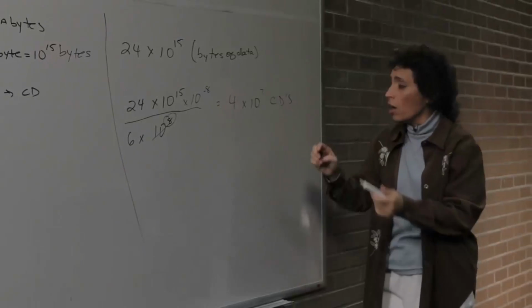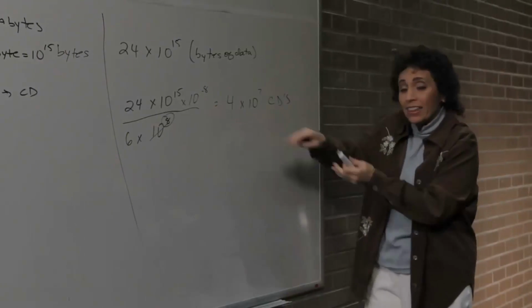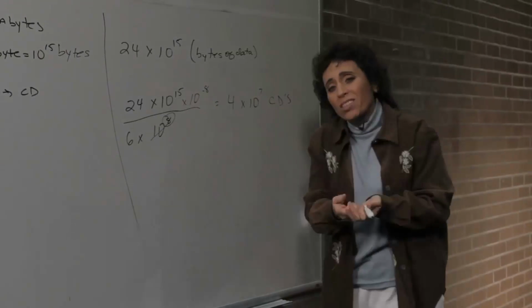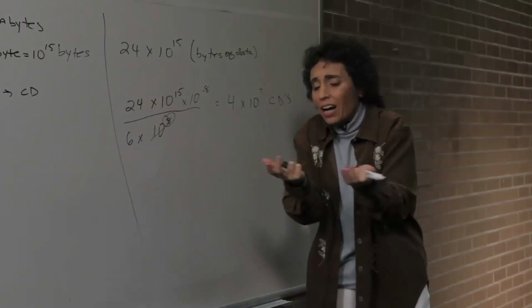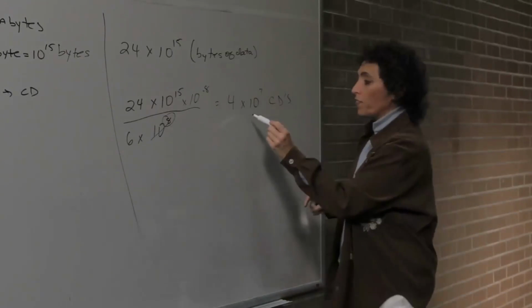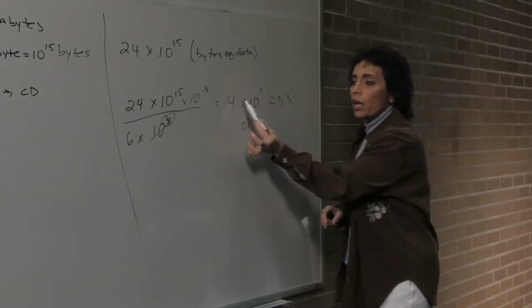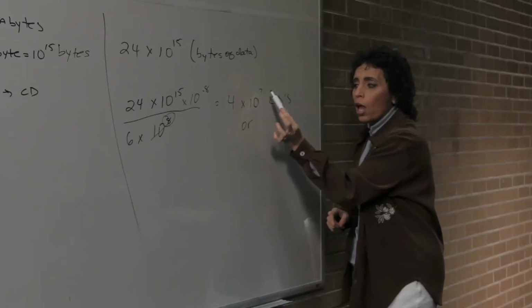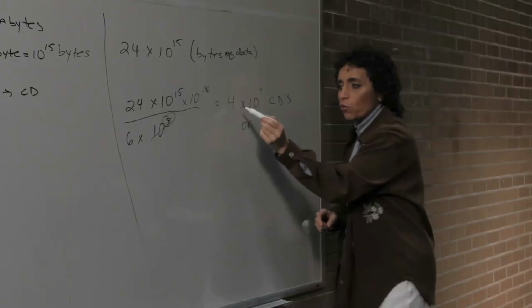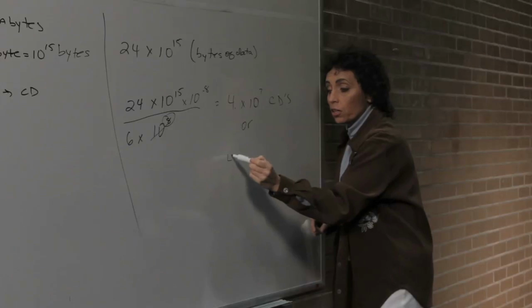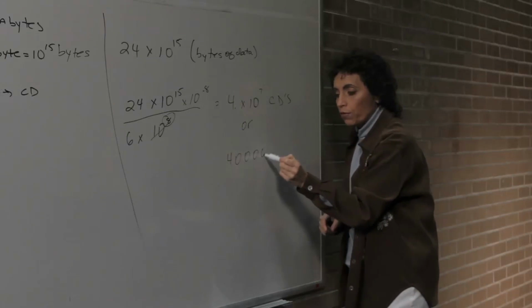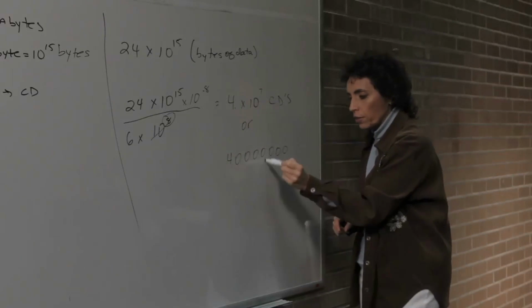How many CDs is it? Well, now, you can leave it like that, but if somebody told me I want 4 times 10 to the 7 CDs, I've never seen anybody say that. You'd probably want this in standard form. In standard form, that tells me I have to multiply 4 by 10 to the 7th, or move the decimal 7 places to the right, or add 7 zeros. 1, 2, 3, 4, 5, 6, 7.